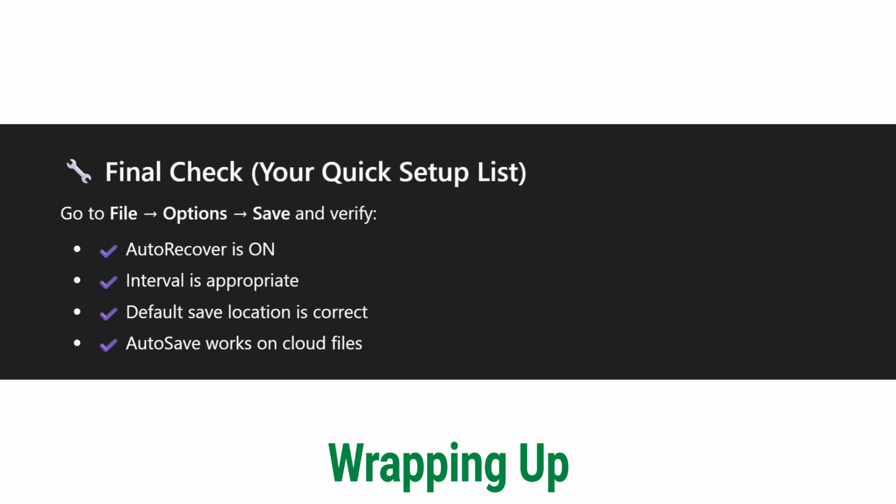Take a few minutes right now to check your settings, open File, Options, Save, and verify that everything is configured the way you want it. Make sure AutoRecover is enabled with an appropriate interval. Check your default save location. If you use OneDrive, open a cloud file and verify that AutoSave is available and working.